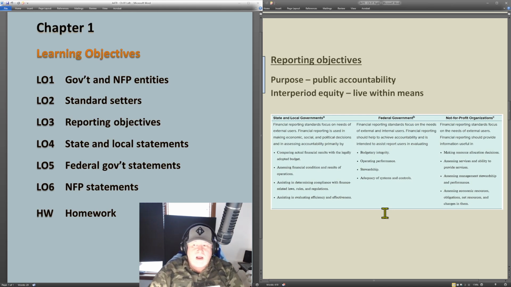State and local governments are for external users as well. The last one, the not-for-profits, let's take a look at some of the concepts going on here. Making resource allocation decisions, assessing services and ability to provide services, assessing management stewardship, there's the stewardship again, and performance, and assessing economic resources, obligations, and the net changes in them. So here, if we read between the lines, what are they really asking about?